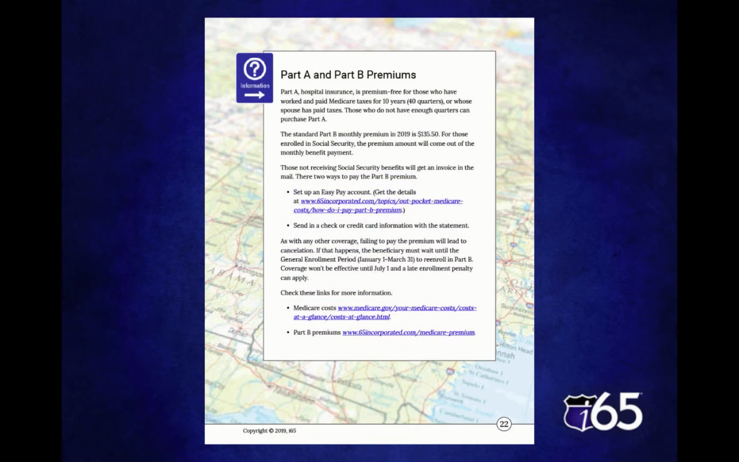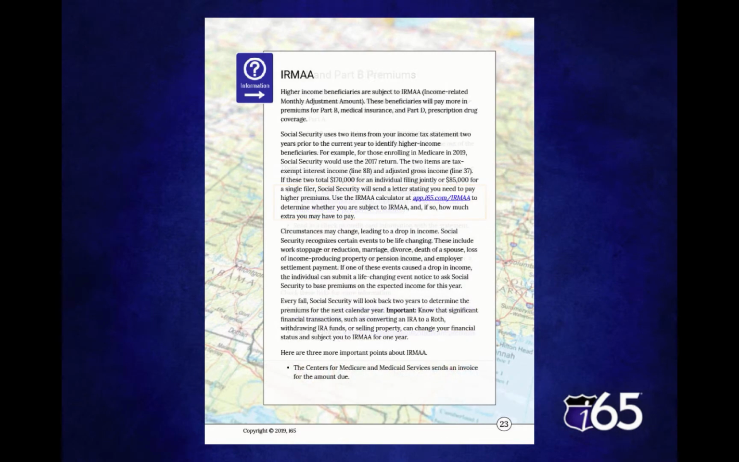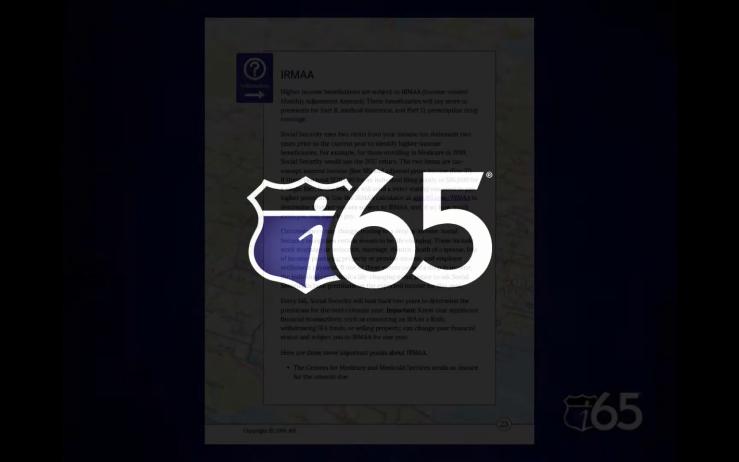Your roadmap is also going to dig into other goodies like foreign travel, or what if you ever decide to move? Your roadmap provides guidance on how to pay your monthly Medicare premiums and how to set up an Easy Pay account. If you're potentially going to be subject to higher Medicare premiums based upon your income, your roadmap will teach you about IRMA, which stands for the Income-Related Monthly Adjustment Amount. And that's basically a summary of some of the contents of a Medicare roadmap.